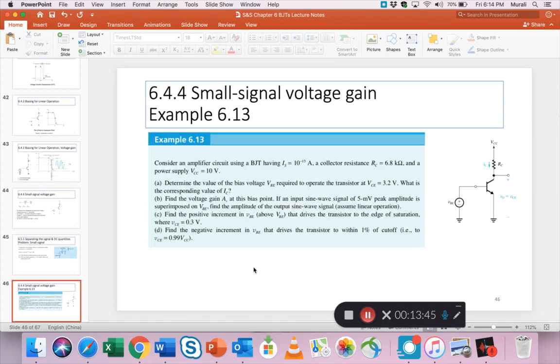Okay, there's also an example in the textbook, 613, a pretty nice example. It also deals with all of these questions about how to pick the bias point, find the voltage gain, and so on, but we'll wait to do it in the next recording.